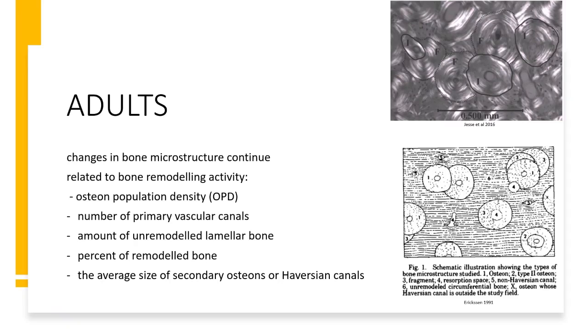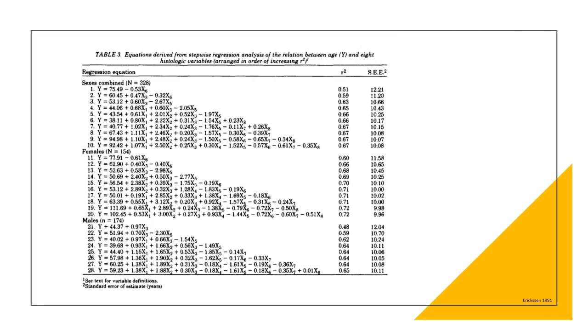As in children, bone microstructure also changes in adults. Now the changes are more related to bone remodeling activity, characterized through evaluation of osteon population density, or OPD, number of primary vascular canals, amount of unremodeled lamellar bone, percent of remodeled bone, and the average size of secondary osteons or Haversian canal. Once evaluation of various bone characteristics is defined, age at death can be calculated.